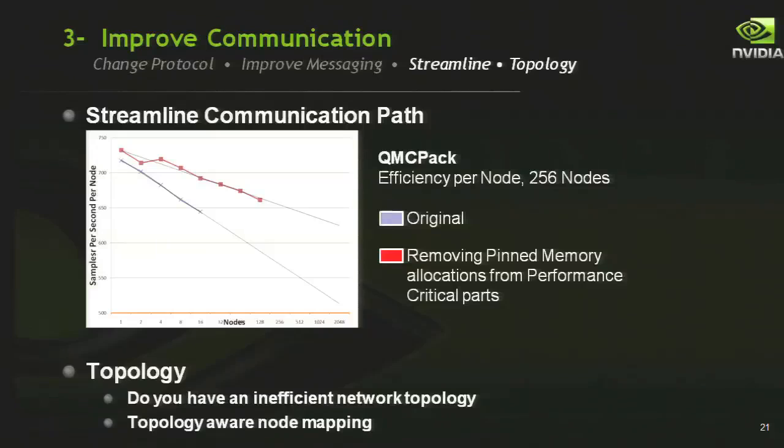And then topology is a factor. It could be the case that you have an inefficient network topology for the application that you care about. And we've seen sometimes that we're comparing, for example, the performance of a GPU cluster against a CPU cluster, but the CPU cluster has a much better topology. So just try to ensure that topology isn't a factor. And if you're really, really brave, you can try topology-aware node mapping.